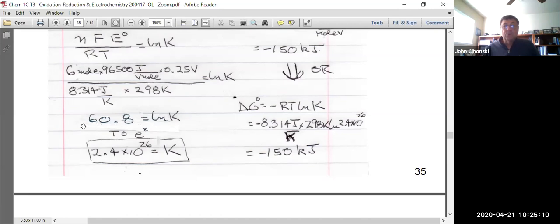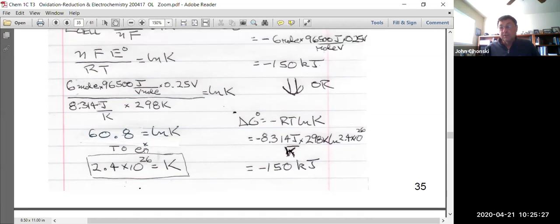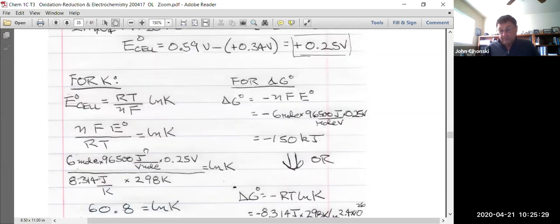We can multiply through by e to the, and what we see is that the equilibrium constant is pretty darn far to the right, 2.4 times 10 to the 26th. So that really wants to go far to the right. Good, helps us out. Now, let's look at delta G.